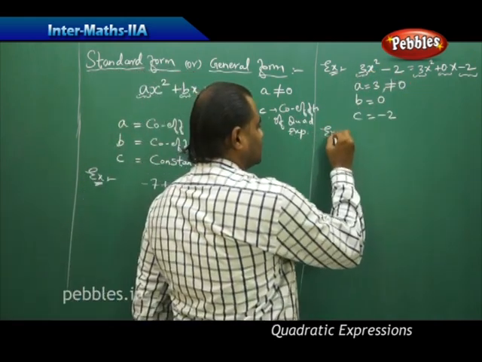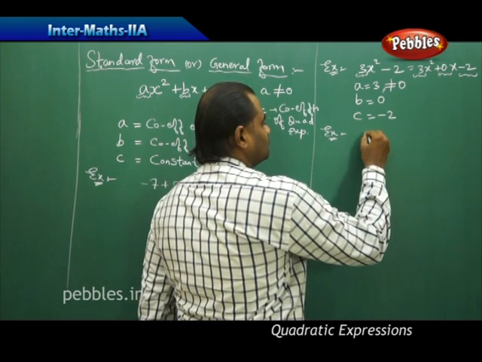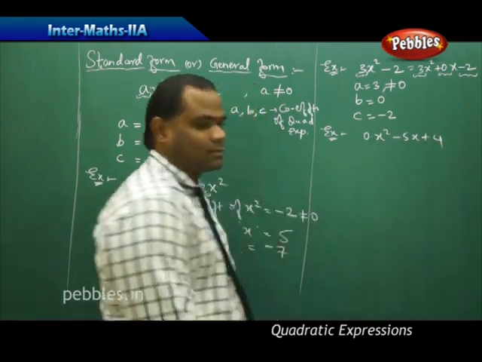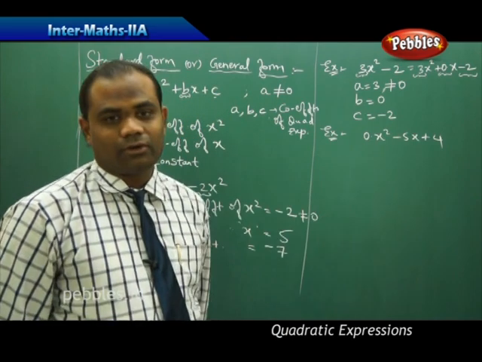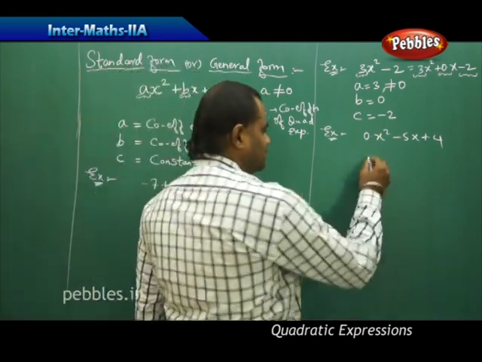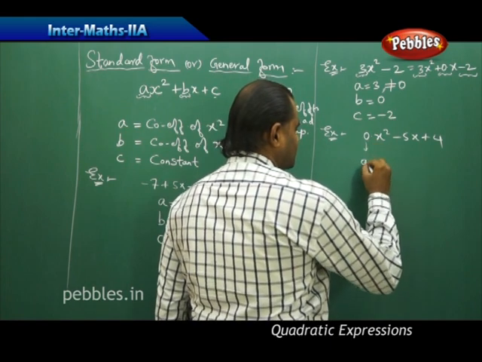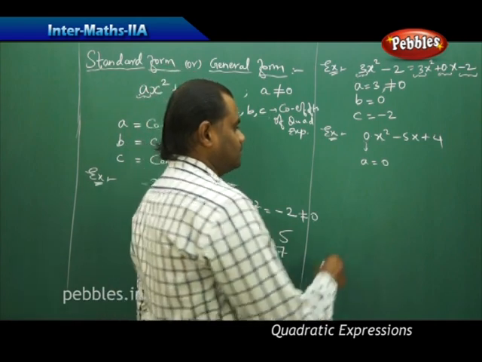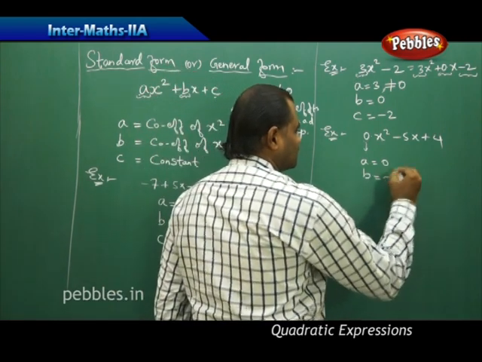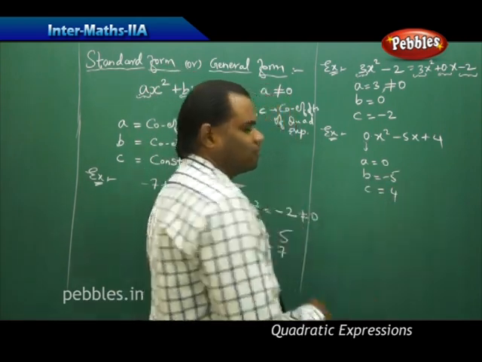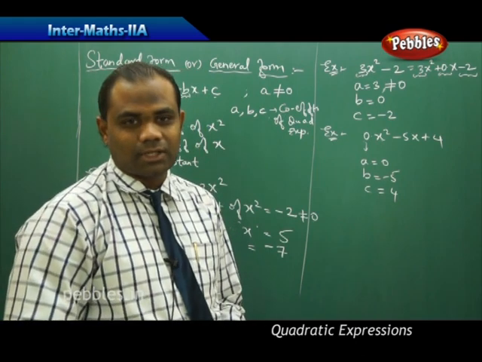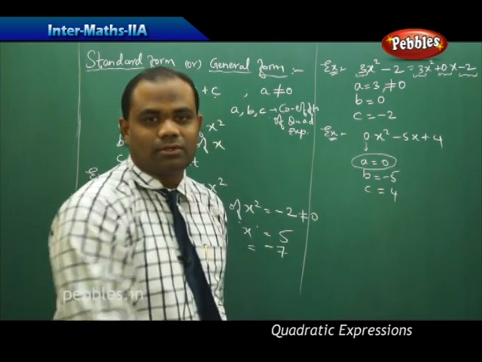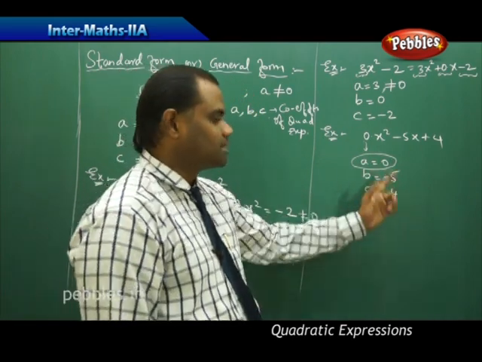Say for example, I take another expression, so let's see if this is a quadratic expression. Now when I take this, I clearly identify that a is 0 because the coefficient of x squared is 0, and my b is minus 5 and my c is 4. But finally I conclude that this is not a quadratic expression because the condition a is not equal to 0 is not satisfied in this example.